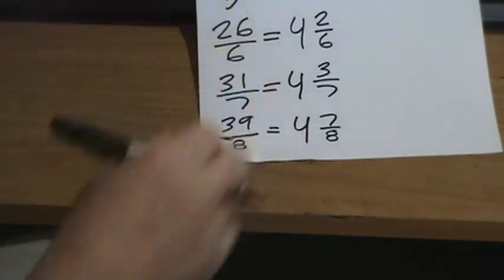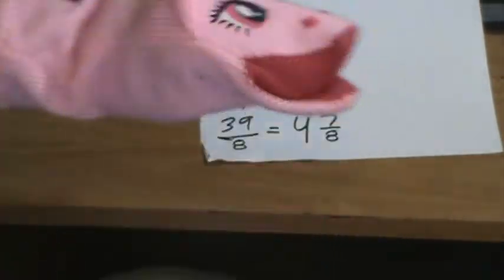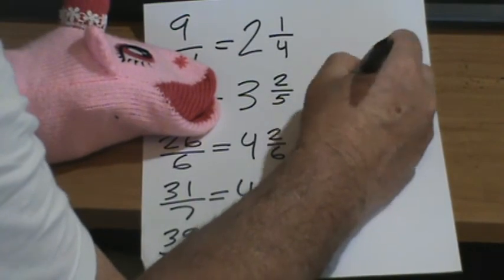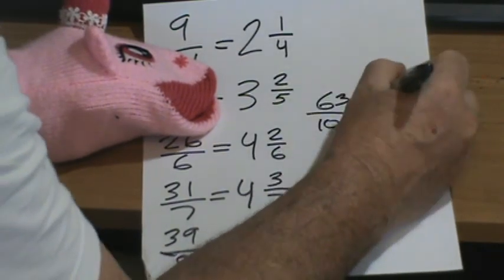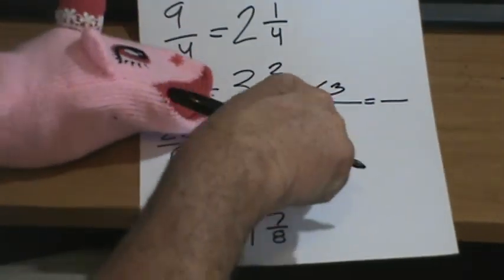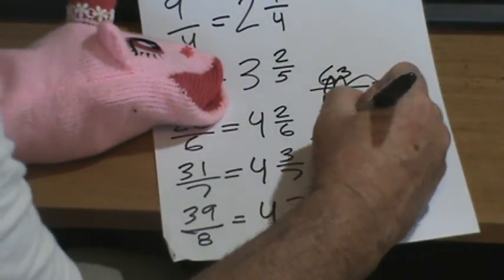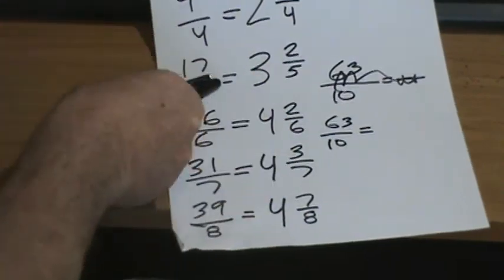And we're going to do one more. And then it'll be just time to pause for one more. This was kind of a fun one, I think. 63 tenths. And why do I think that's kind of fun? Well, oops. Let's cross that out. 63 tenths equals. Because it's easy to multiply by 10.